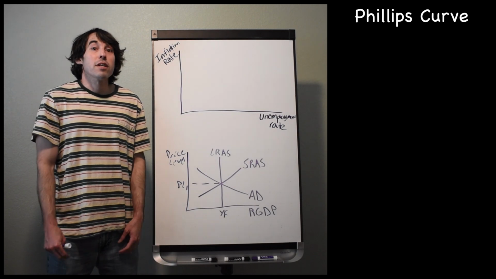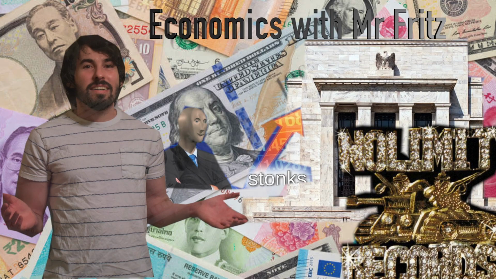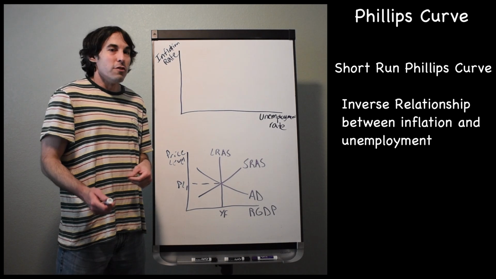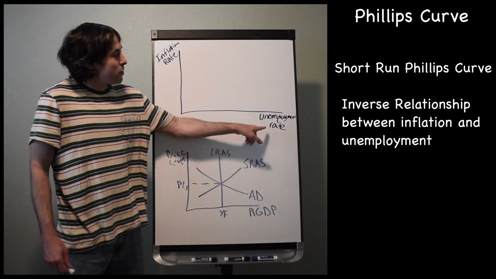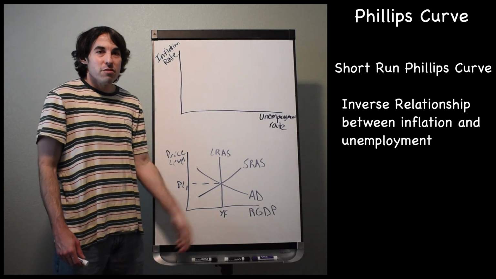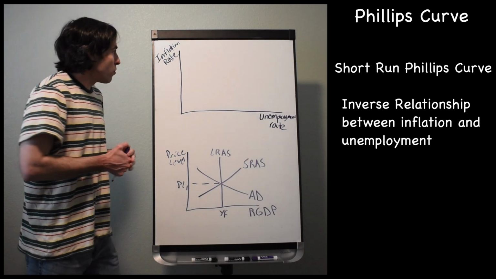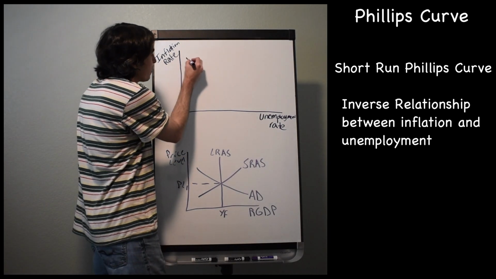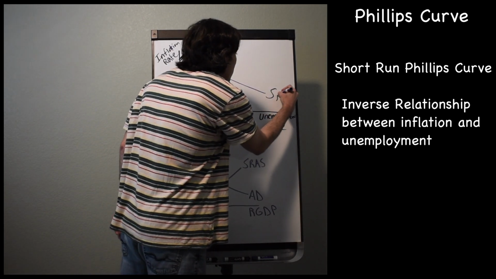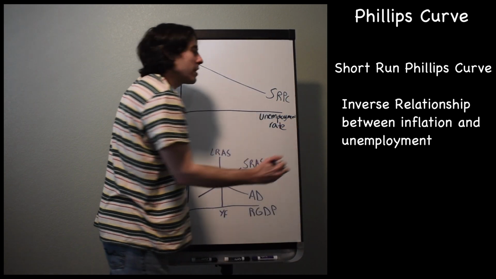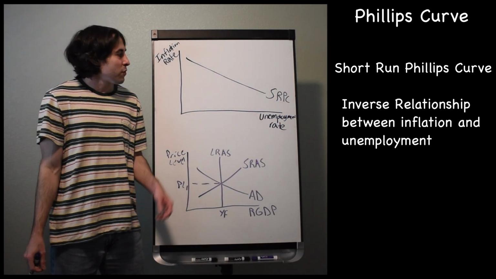Fritz. Today we're going to review the Phillips Curve. So the Phillips Curve is a graph that shows the trade-off between the unemployment rate and the inflation rate. In general, there is an inverse relationship between unemployment and inflation. As one goes up, the other goes down, and vice versa.